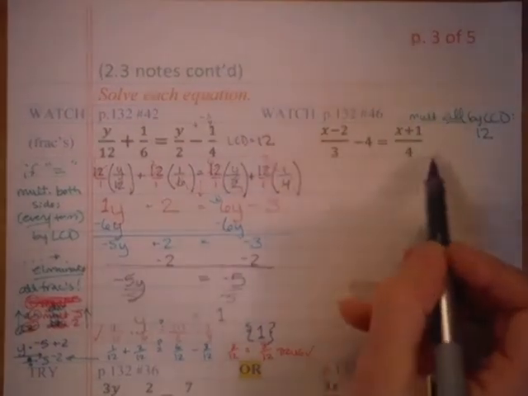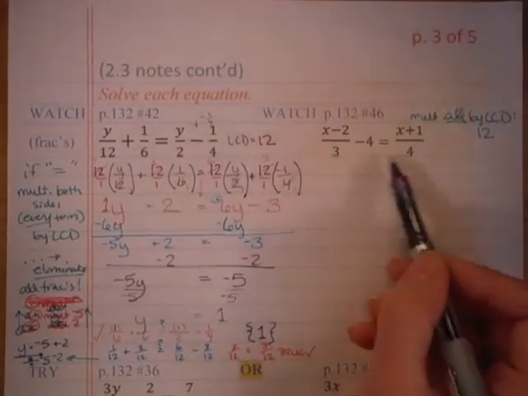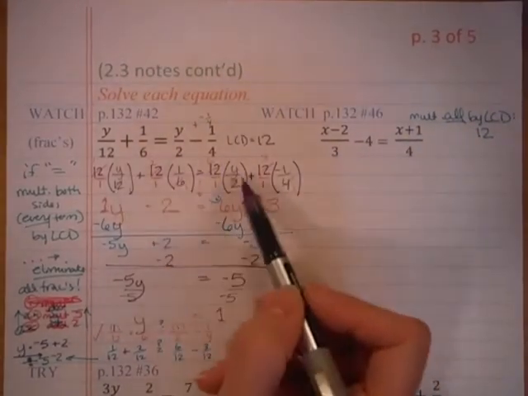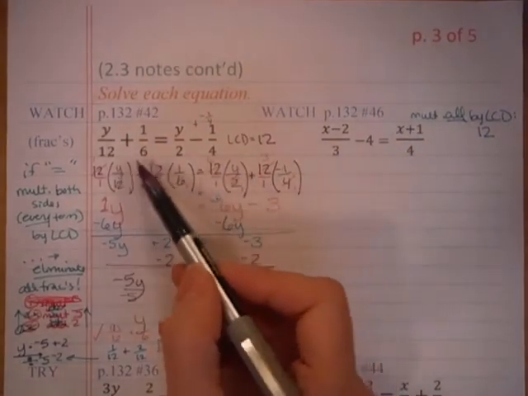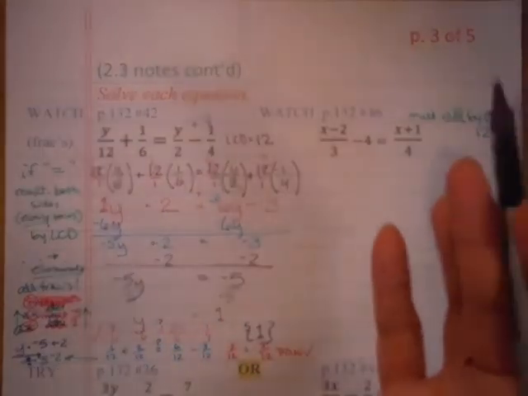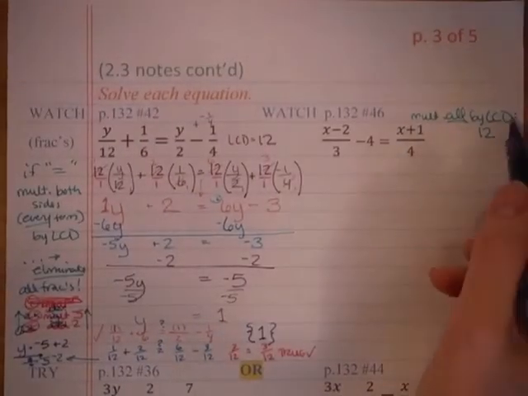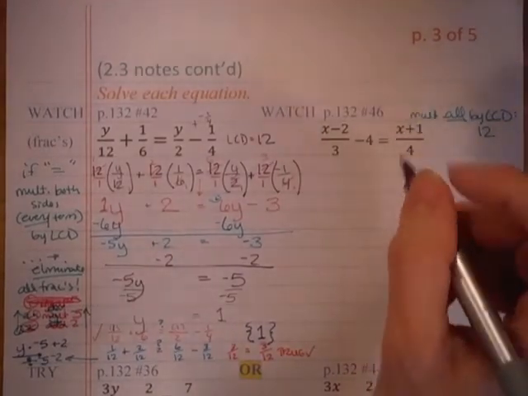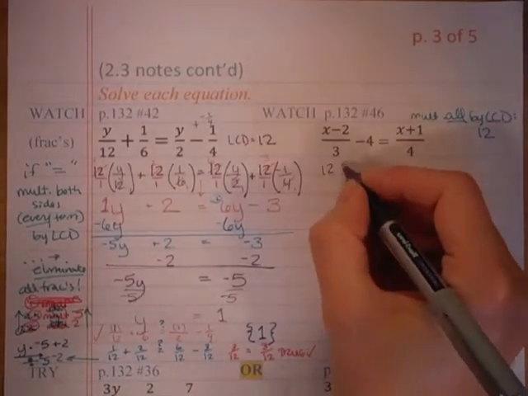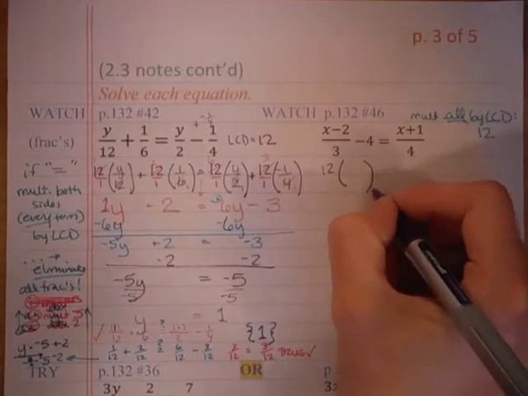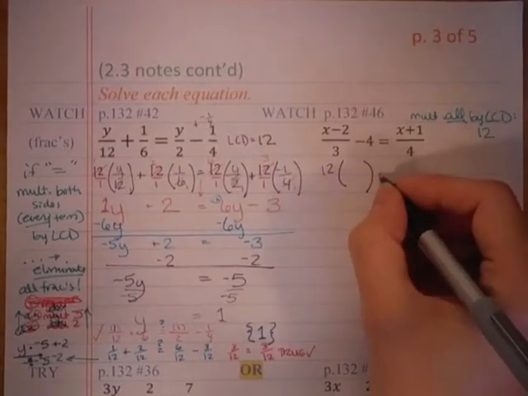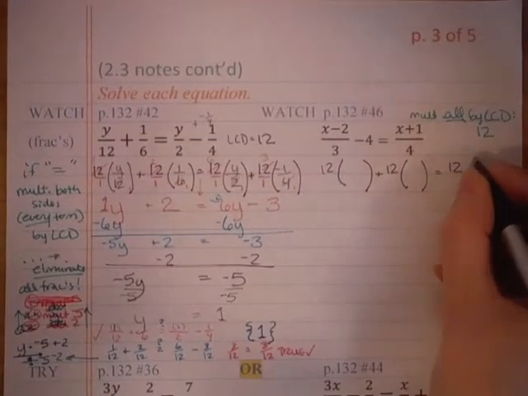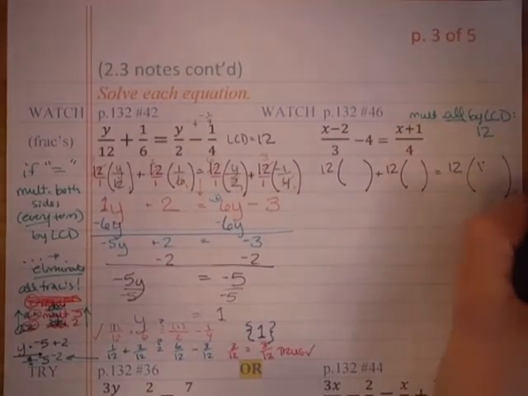You can see why we want a least common denominator, or least common multiple, because we want these denominators to cancel out into that number, to go in evenly. That's how you get rid of the fractions, because they go in evenly to that LCD. Okay, so everything gets multiplied here. So I've got 12 times our x minus 2 over 3 plus 12 times our minus 4 equal to 12 times our x plus 1 over 4.